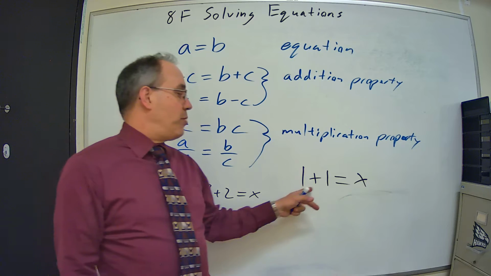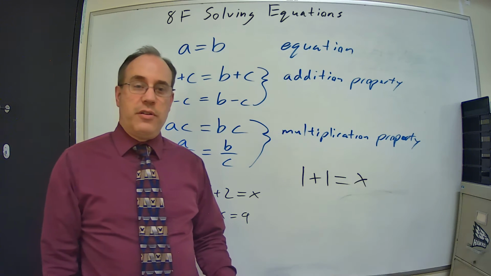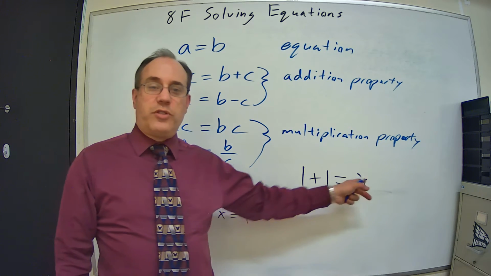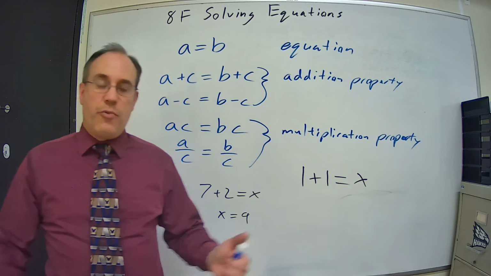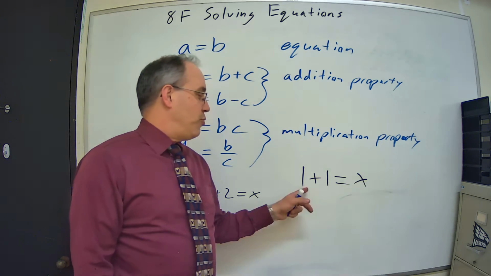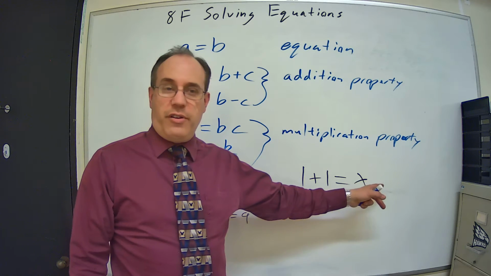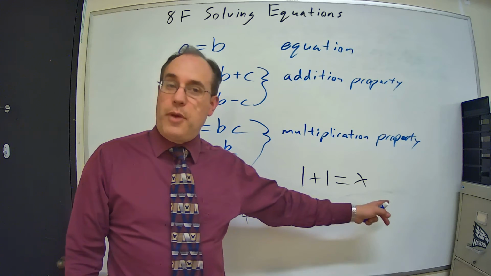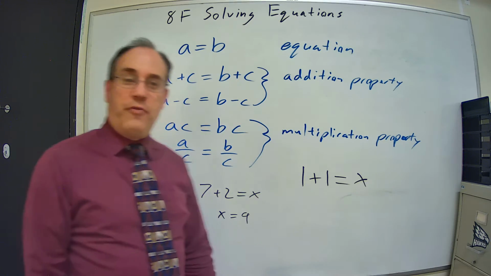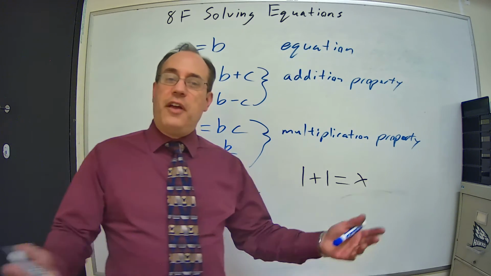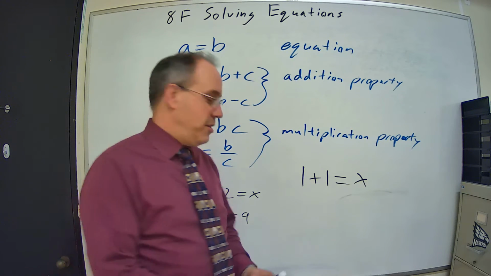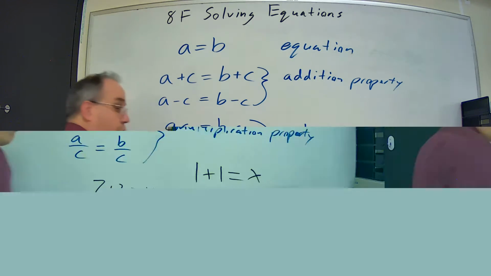The sum of 1 plus 1 is 2. 1 plus 1 equals the sum. 1 plus 1 equals the result. 1 plus 1 equals answer. 1 plus 1 equals blank space. And we filled it in, we said 2. Well, 1 plus 1 equals x, x equals 2. So this isn't anything new for you.